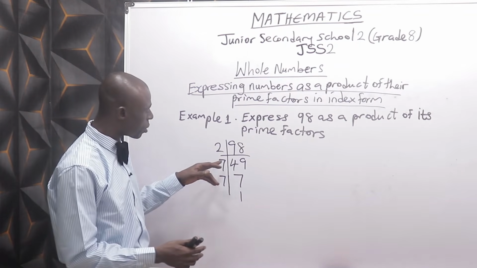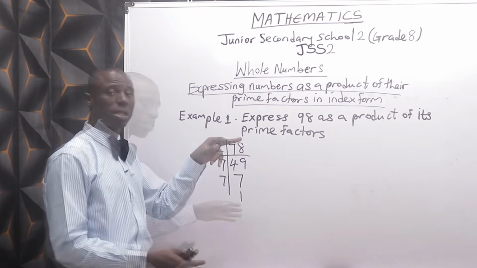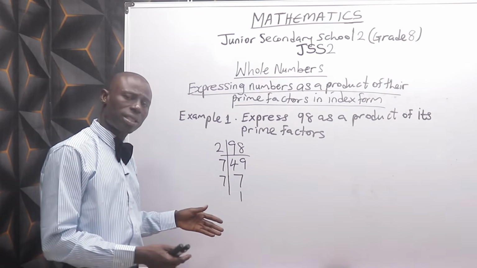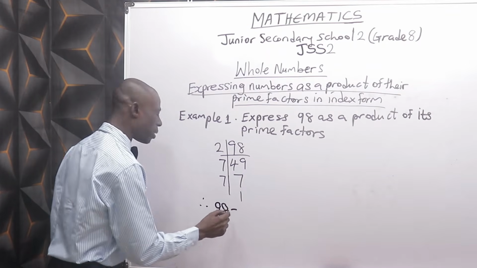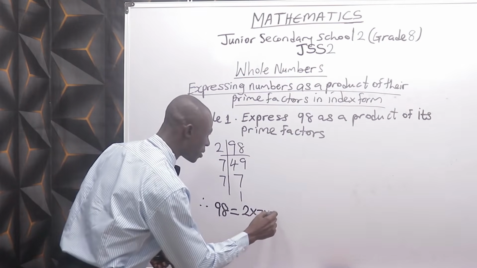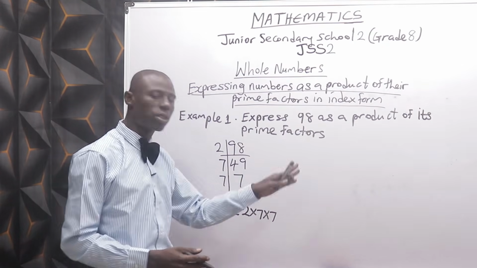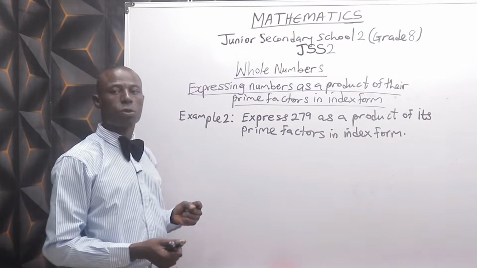If 7 goes in 49, 7 times. 7 still goes in 7, you still use it. And it gives you another number that 7 can still divide, you still use it. Therefore, 98 is expressed as 2 times 7 times 7. That is as a product of its prime factors. That's the answer. Let's consider example 2.